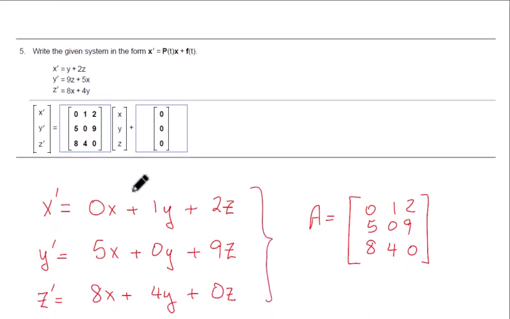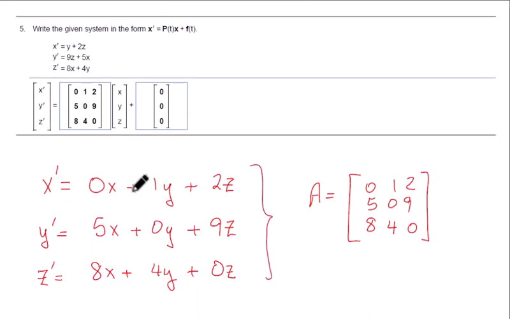All right, they want me to do the same thing here. So let's see. I've got a y and a z. X is missing. I've got an x, no y, but a z. An x, a y, and a z. All right, so to form matrix A, I simply grab off all those coefficients.